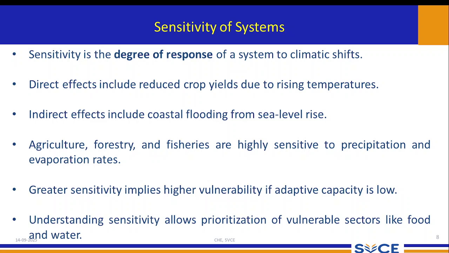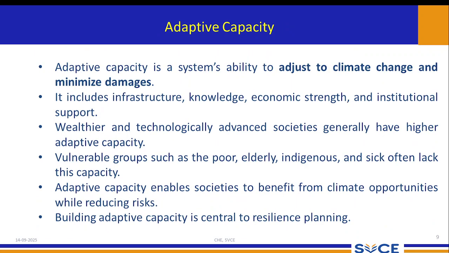Adaptive capacity is about whether a human, for example, is able to adapt to a situation. If it's very hard, obviously humans could not withstand. The adaptive capacity is low, so there is high vulnerability. So greater sensitivity implies higher vulnerability if adaptive capacity is low. Understanding sensitivity allows prioritization of vulnerable sectors like food and water.